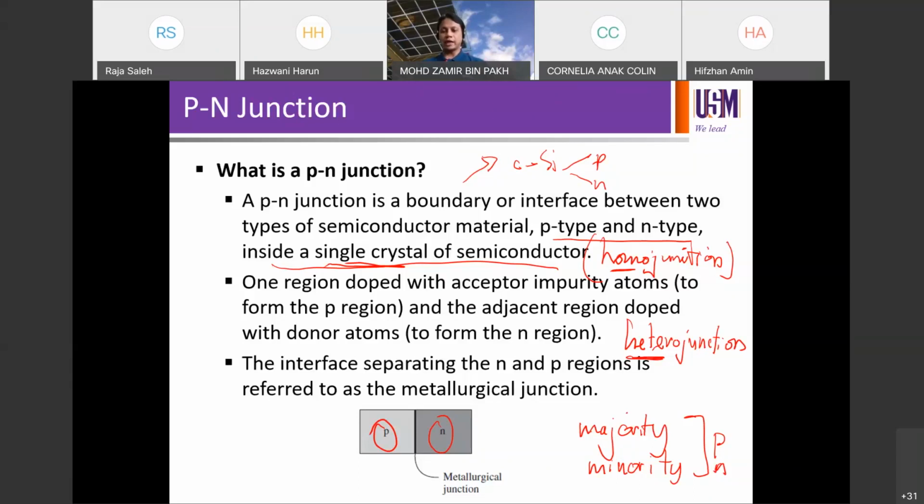In this case, let's look into homojunction only, right? One region is doped with acceptor impurities. We learned about the Na concept, which makes the semiconductor P-type, and the adjacent region is N-type, which is dominated by Nd. So you're taking a semiconductor material, say crystalline silicon with Na or P-type, and another one with Nd or N-type, combined together. The interface separating P-type and N-type is referred to as the metallurgical junction. So this interface is called the metallurgical junction, right?